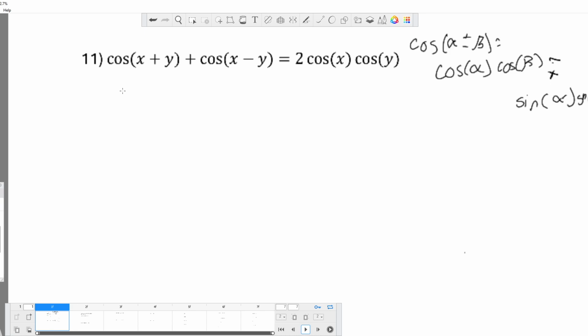So we've got plus, alpha is x, beta is y. So this first piece, we're going to jump right into saying cosine of x, cosine of y. And then it's the opposite of that sign, so this is going to turn into a minus sign. And we're going to have sine of x and sine of y.